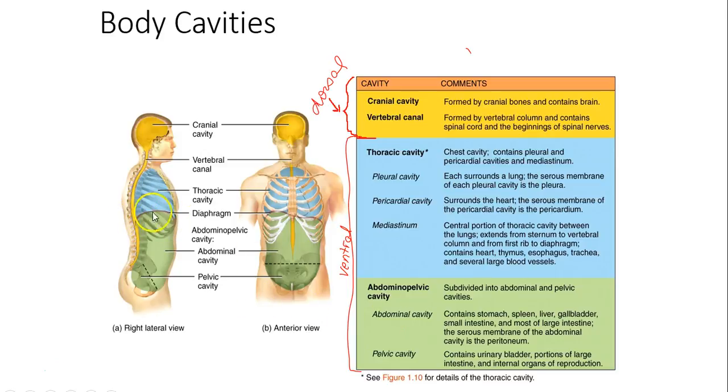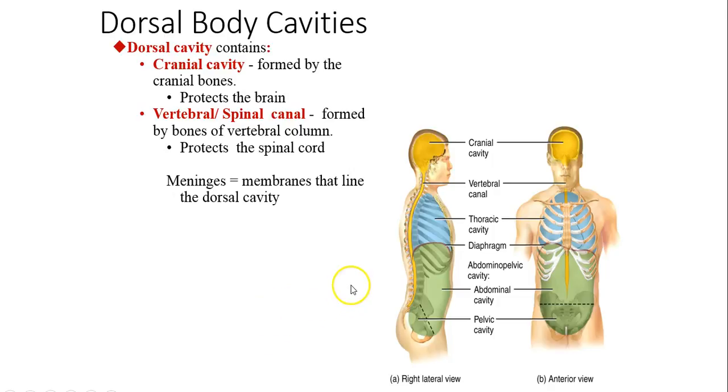Below the diaphragm, we have the abdominopelvic cavity, which can be subdivided into the abdominal and pelvic cavities. In the abdominopelvic cavity, the abdominal cavity contains most of your digestive organs. In the pelvic cavity, you have the urinary bladder, portions of the large intestine, and your internal organs of reproduction. So let's take a closer look at these.